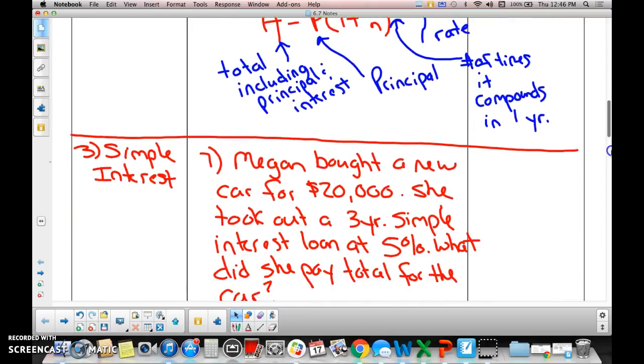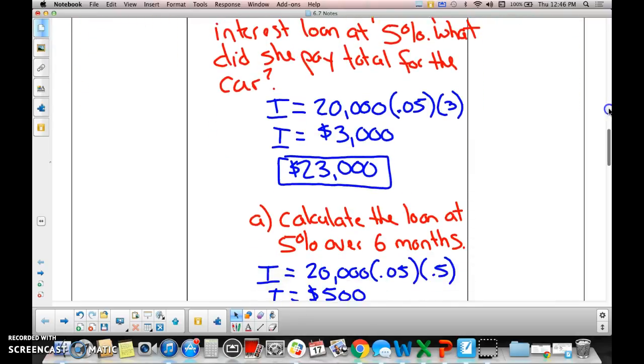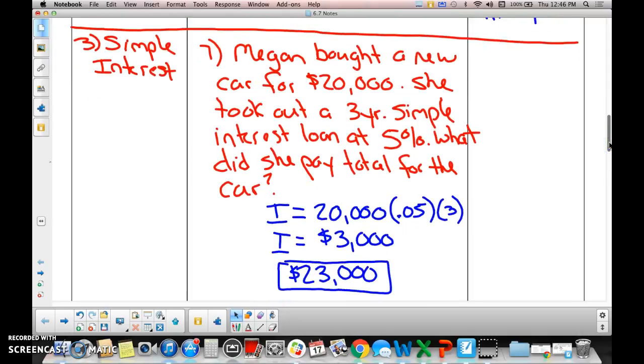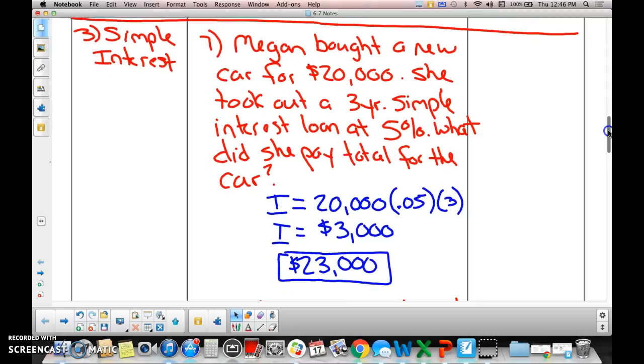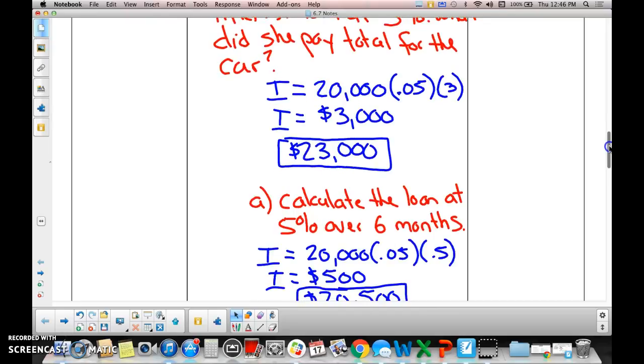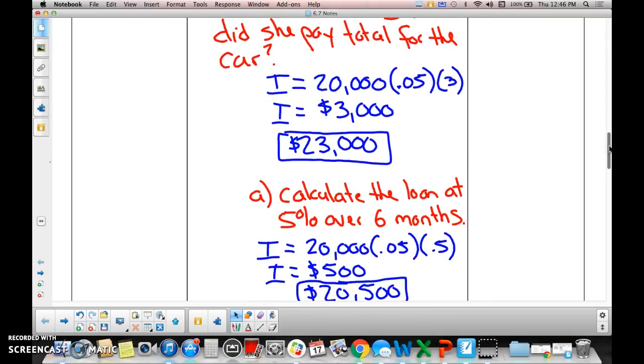Here you have an example of Megan buying a $20,000 car. We saw that the simple interest loan that she took out was at 5% over 3 years. In total, it's going to cost her $3,000 in interest, $23,000 total. Just to show you a comparison, we reduced the loan to 6 months. If Megan only took out a 6-month loan at 5%, she would go from a $3,000 interest payment in total to a $500 interest payment in total. Moral of the story, the shorter the amount of time you take out a loan, the better off you're going to be.